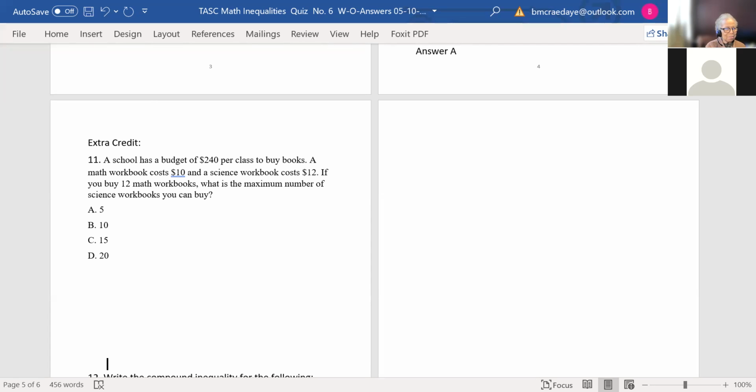120. Okay. And if a science workbook costs $12, how many workbooks could you buy? 120. You've got to divide 120 by 12, right? And what do you get? Oh, right. Good, I had that. That's it. You see how you figured it out? I had it, but I didn't know it was right. Yes, it's right. You got it right.